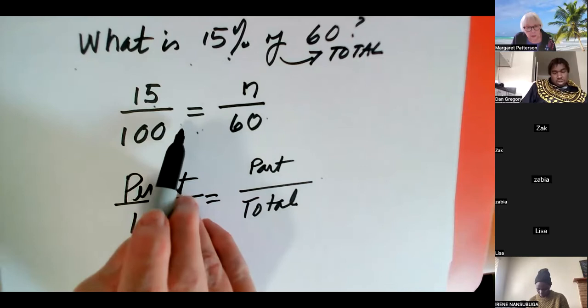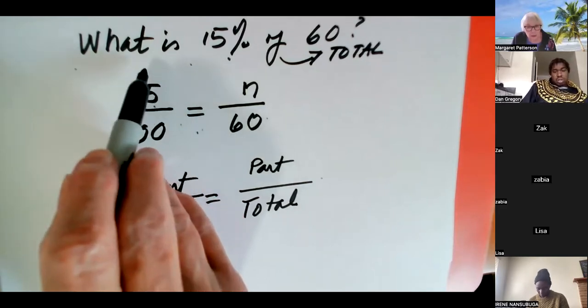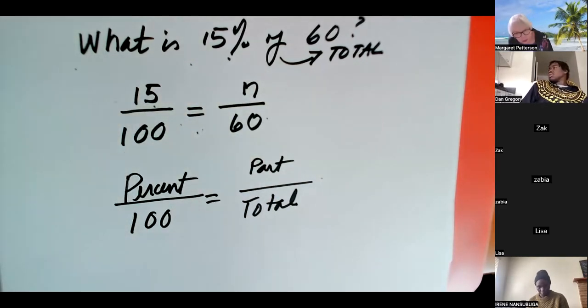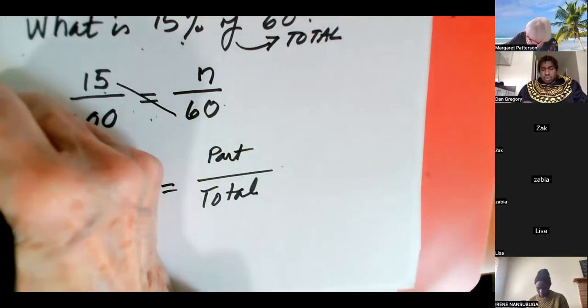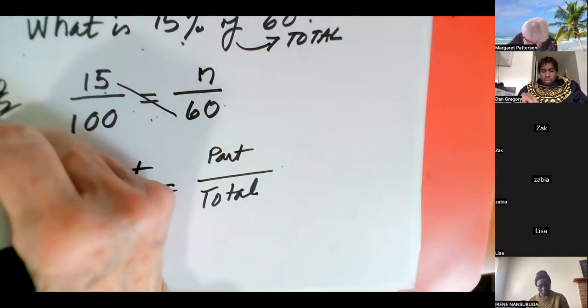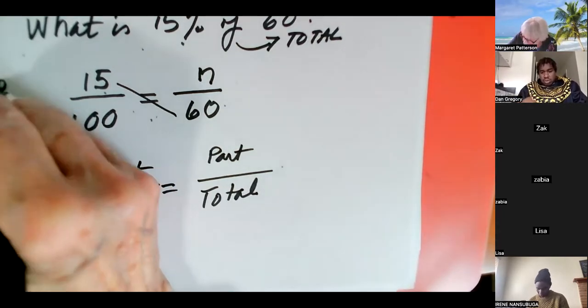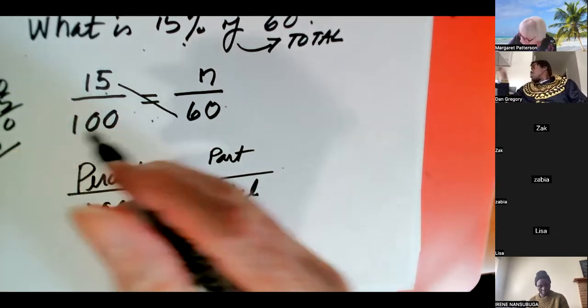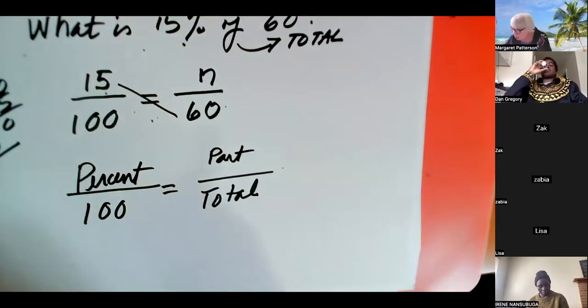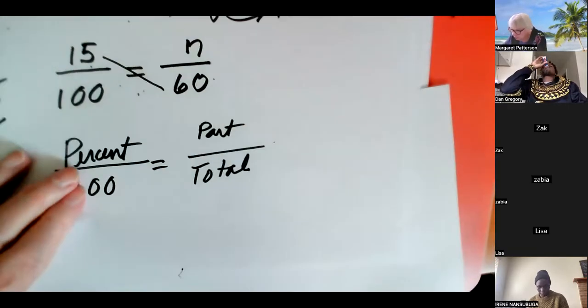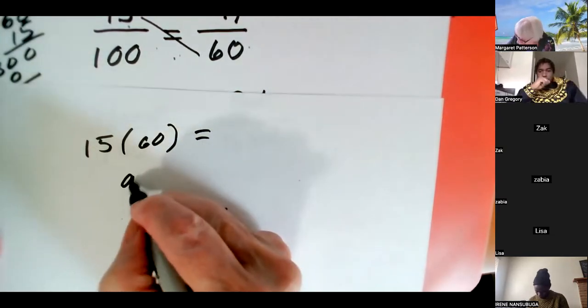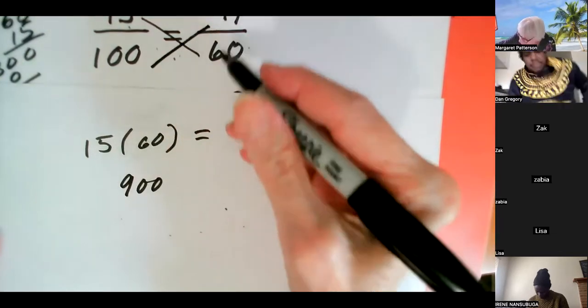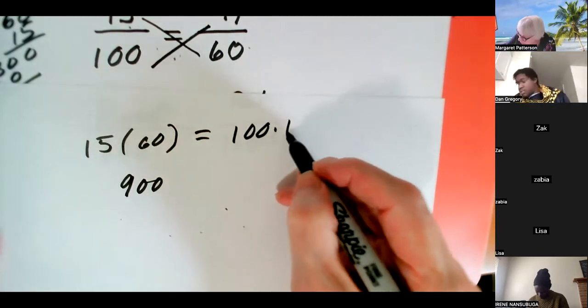Now, once you have it correctly set up, you then solve it as a proportion. So in this particular example, 15 times 60. I did that earlier. That's 900. Fifteen times 60 equals 900. That equals 100 times N.